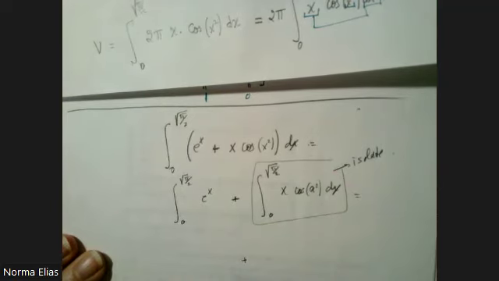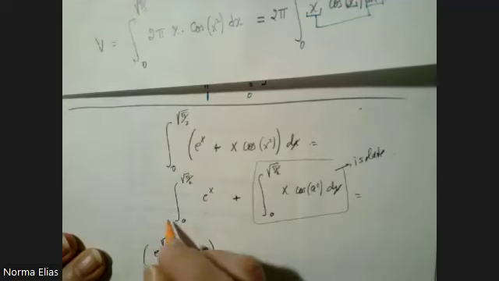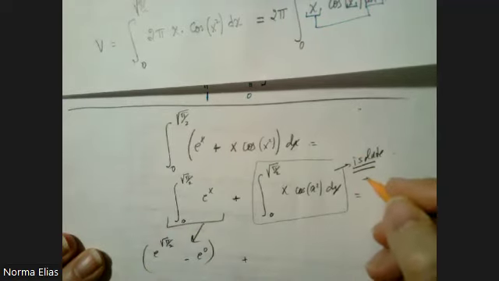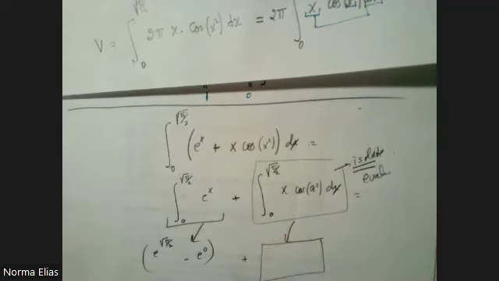This one I do the way I want. I don't have to isolate it. So this would be e to the power square root of pi over 2 minus e to the 0. I don't need to isolate it. This you isolate, evaluate, and then plug the value in here.